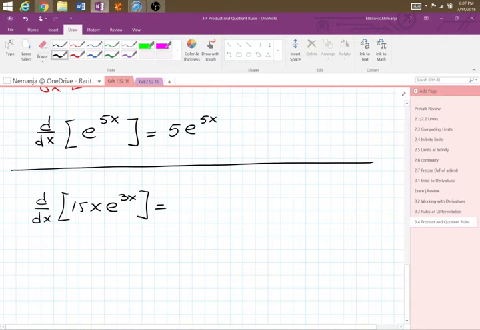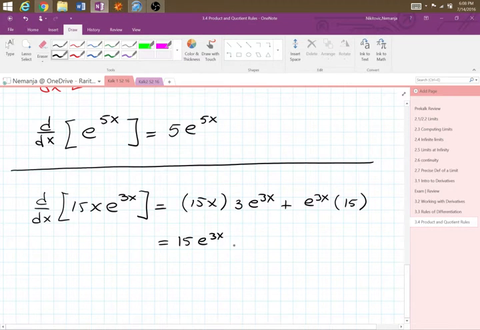So, we got it? Copy the first, which is 15x. The derivative of the second is 3e to the 3x. Copy the second, which is e to the 3x, times derivative of the first, which is just 15. What's common? 15e to the 3x. What's left? 3x plus 1.